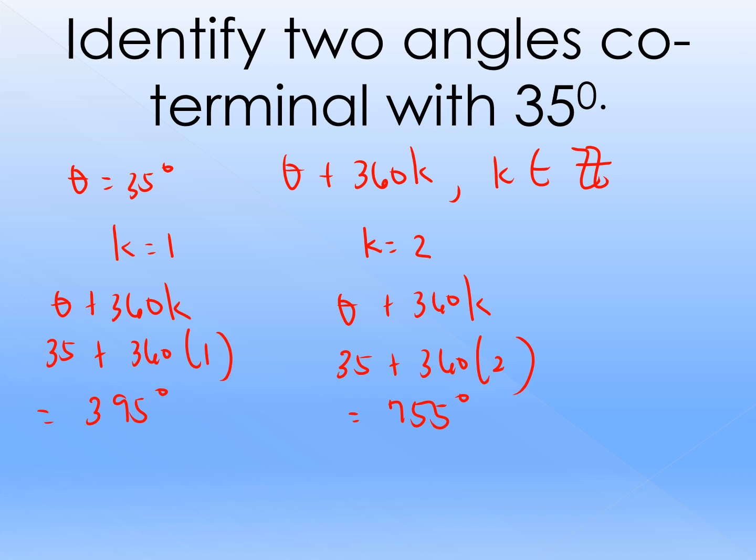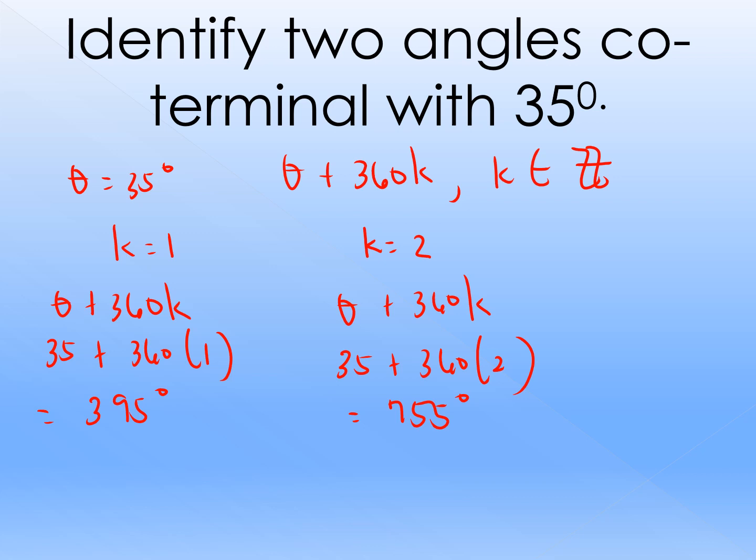But the question is, are there any other angles that are coterminal with 35 degrees? Yes, because it depends on the integers that you're going to set with the formula. For instance, you can set k equals negative 1, k equals negative 2, or k equals 10. It's up to you. But just always remember, you're going to get a different answer from this presentation.